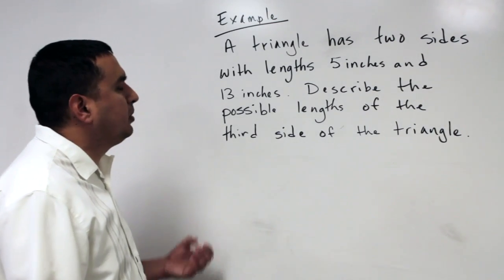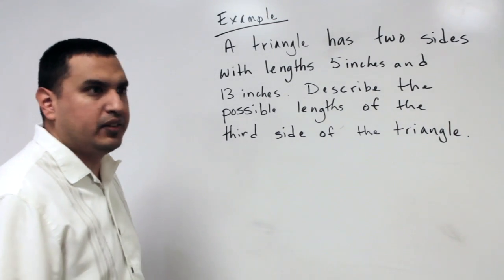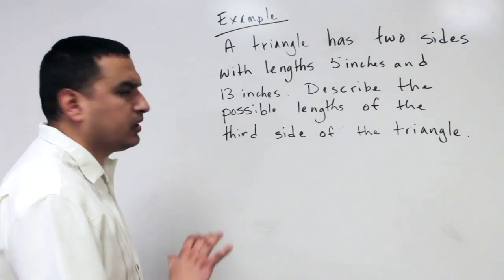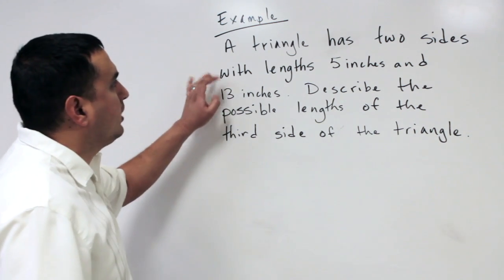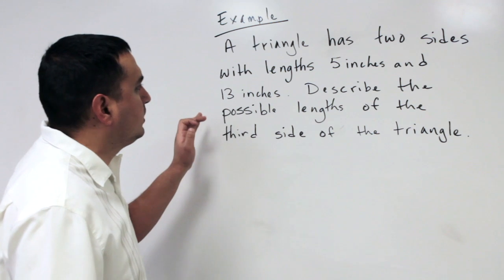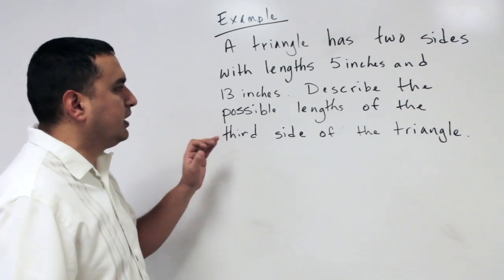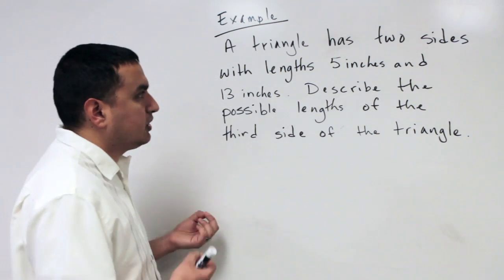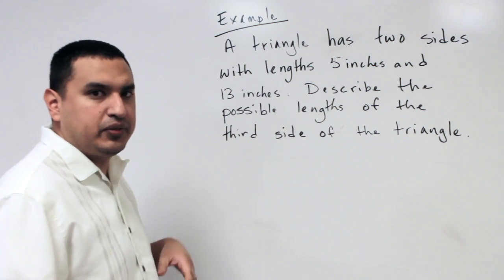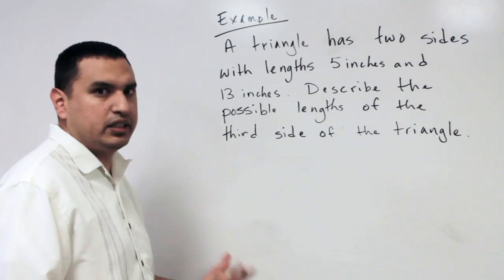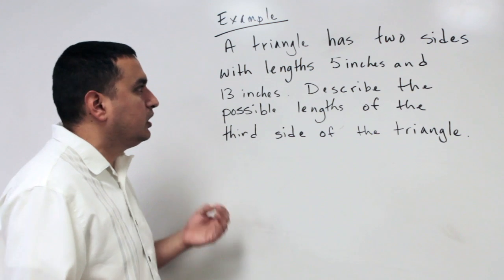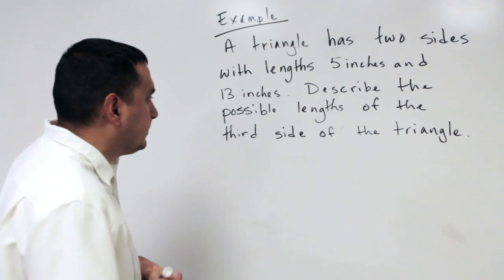All right, with this example, we're going to use the triangle inequality theorem, but we're going to look at it a little differently. We're going to put a little twist on it. A triangle has two sides with lengths 5 inches and 13 inches. Describe the possible length of the third side. So basically, I'm giving you two sides, and you have to figure out the possible range or possible values for the missing third side.